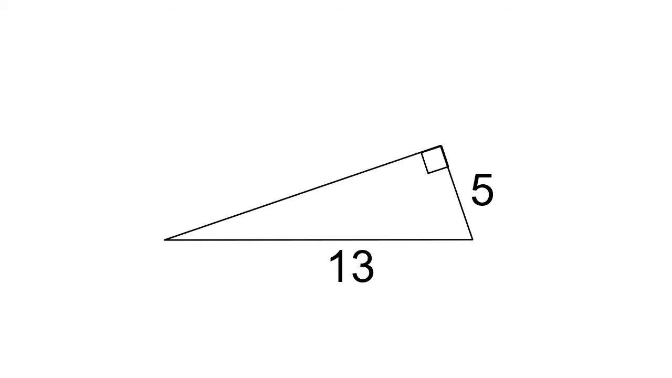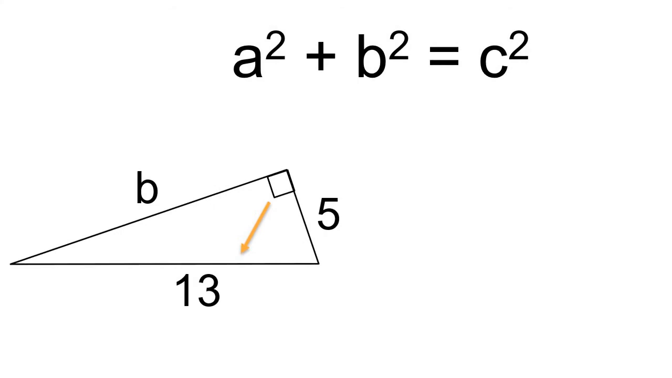Now let's take a look at another example. So in this 90-degree triangle, we're given side length 5 and side length 13, and we need to figure out this unknown side length. Now recall that the side length opposite to the 90-degree angle is c, so that means 13 is side length c, and 5 is side length a, which means that this unknown side length is side length b.